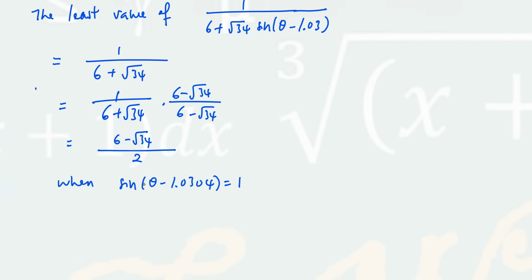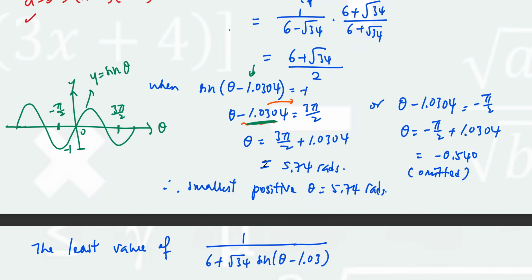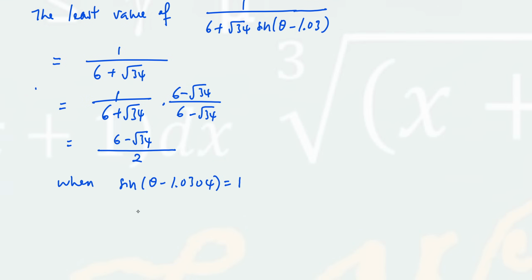Now check your graph. When it is positive 1, I might get half pi, or this is going to be negative 3 over 2 pi. Alright, so I will consider half pi first. So theta minus 1.0304 is half pi, and your theta is half pi plus that. Then you will be getting 2.60 radians.